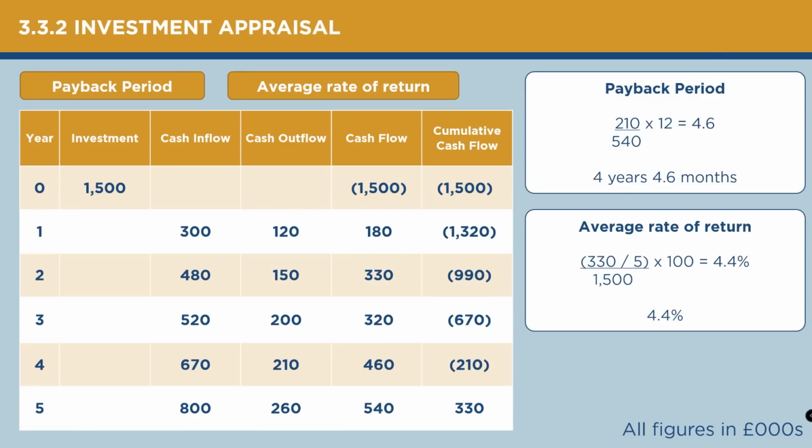For example, you might be given the cash flow, you might be given the inflow and outflow. You are unlikely to be given the cumulative cash flow, so that's just your running total. So work out your cash flow if you're not already given it, and then you just do a running total there.